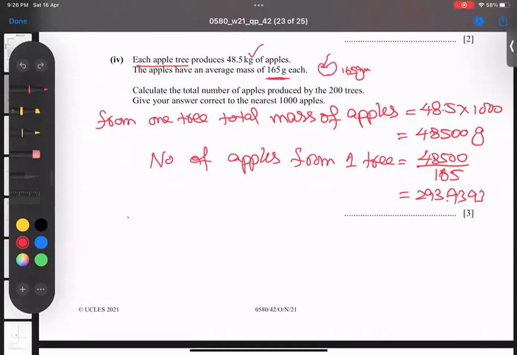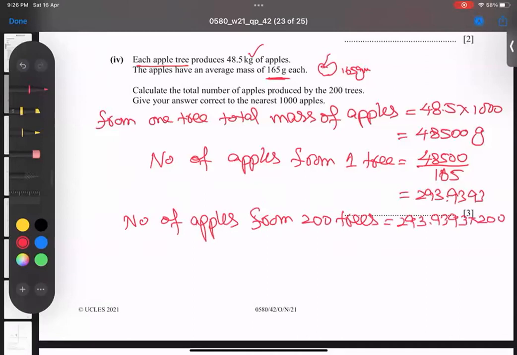So naturally, the number of apples from 200 trees, so this multiplies by 200. Let's see what answer comes from here. I'm getting 58,787.87. And he said nearest thousand. Nearest thousand we need to find.